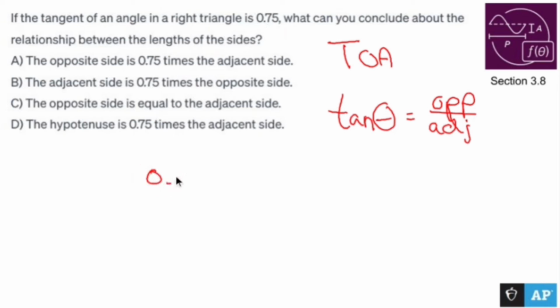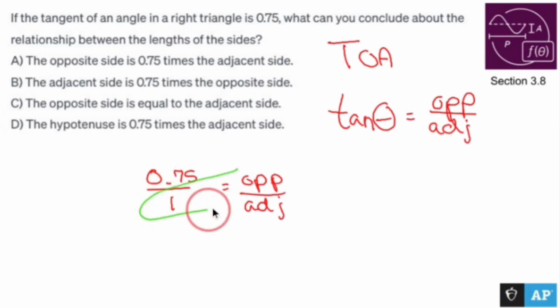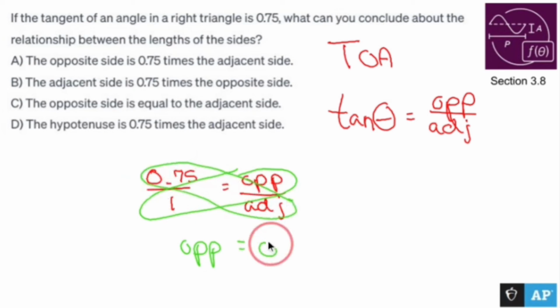So let me rewrite this as 0.75 over 1 equals opposite over adjacent. By writing it out this way, it lets me do a little crisscross applesauce and do a little bit of cross multiplication where I can say 1 times the opposite equals 0.75 times the adjacent. Now we can say a phrase like: the opposite side is 0.75 times the adjacent side.